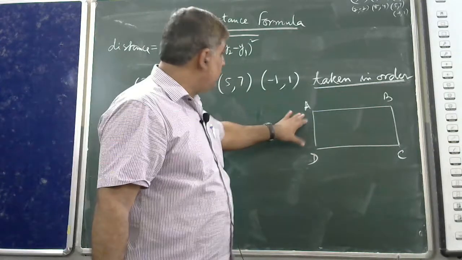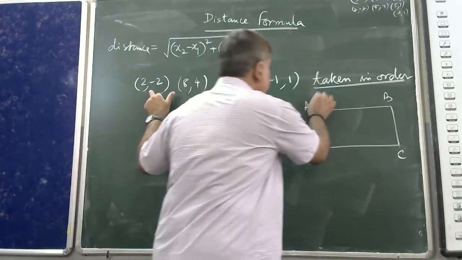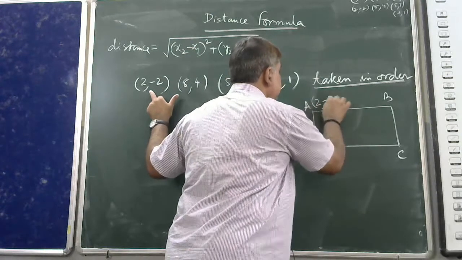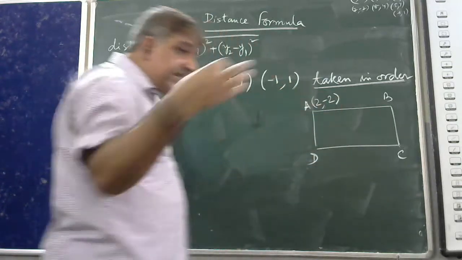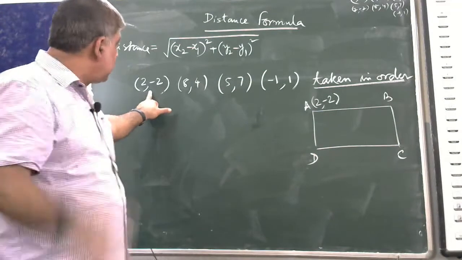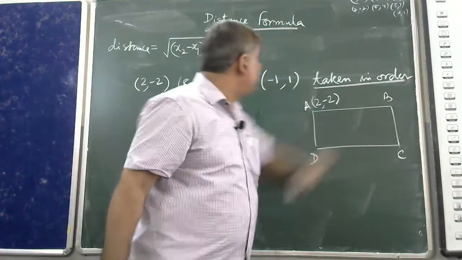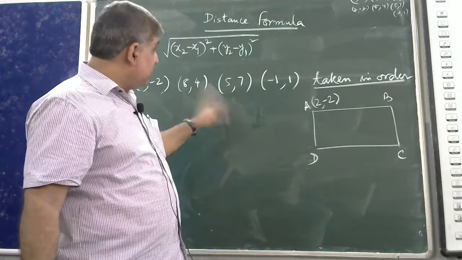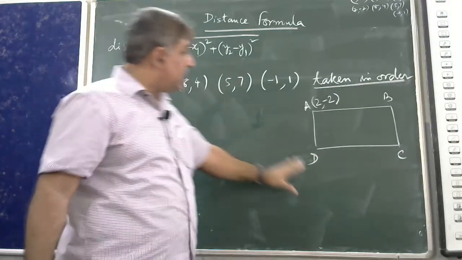You see here, if you have taken this 2 comma minus 2 as A, then what you have done in class 9 and 10, so far you have taken 8, 4 as B, and then 5 comma 7 you can't take this one.